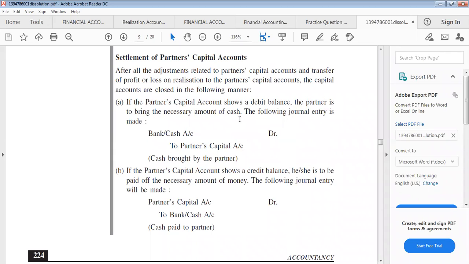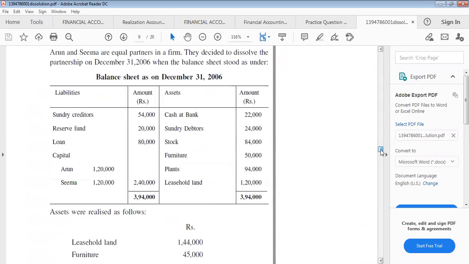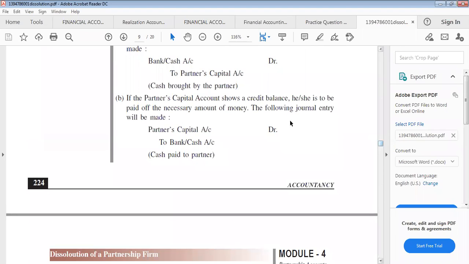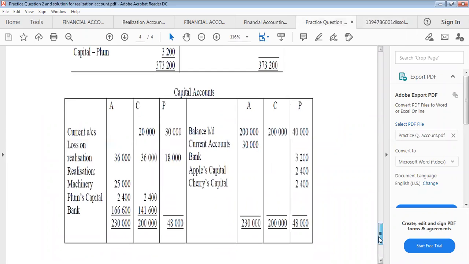So if the partner's capital account shows a debit balance, check something. All right. Sorry about that, my bad. Now I get what I was missing a while ago. First things first. Based on what they have entered so far, good.